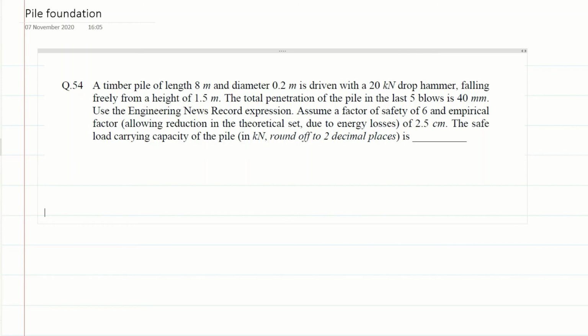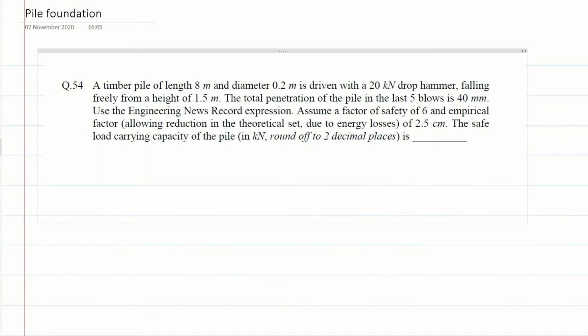Use the Engineering News Record expression, assume a factor of safety of 6 and empirical factors allowing reduction in the theoretical set due to energy losses of 2.5 centimeter. The safe load carrying capacity of the pile in terms of kilonewton, rounded off to 2 decimal places, is what they were asking. So here they are asking you to report the safe load carrying capacity of the pile using dynamic formulae, and that too they mentioned you to use the Engineering News Record expression.